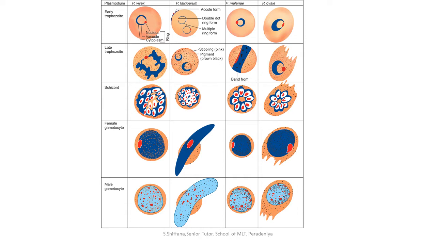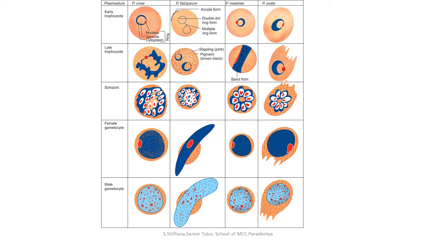Normally in our peripheral blood we can see the ring stage and the gametocyte. The other two stages, that means trophozoite and schizont, we normally cannot see, but if it is a severe infection, we can see the trophozoite and the schizont.